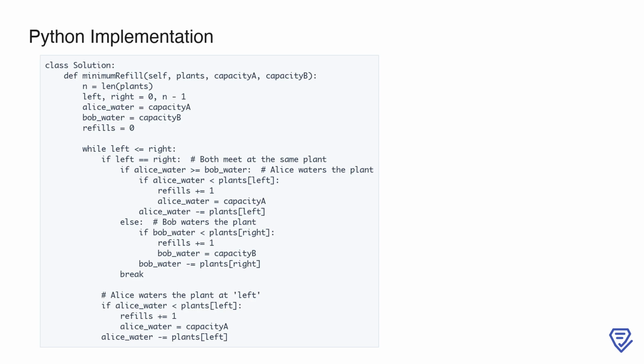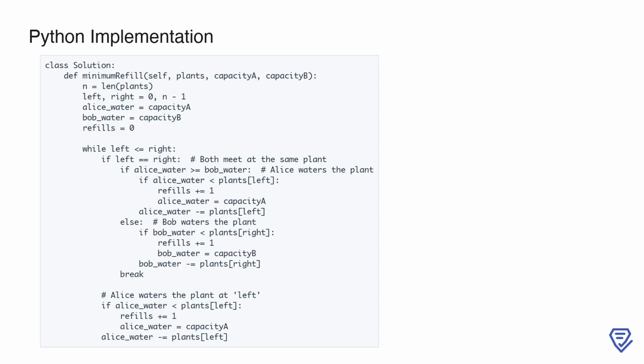Here, we start by defining the minimum refill method in the solution class. The inputs are the list of plants, Alice's watering can capacity, and Bob's watering can capacity. First, we calculate the number of plants, stored in n, and initialize 2 pointers, left starting at the first plant and right at the last plant. We also set up variables to track the current water levels for Alice and Bob, as well as a counter, refills, to count the number of refills needed.